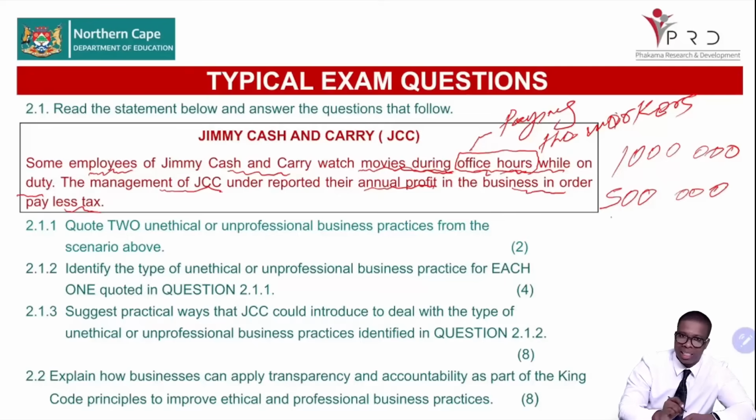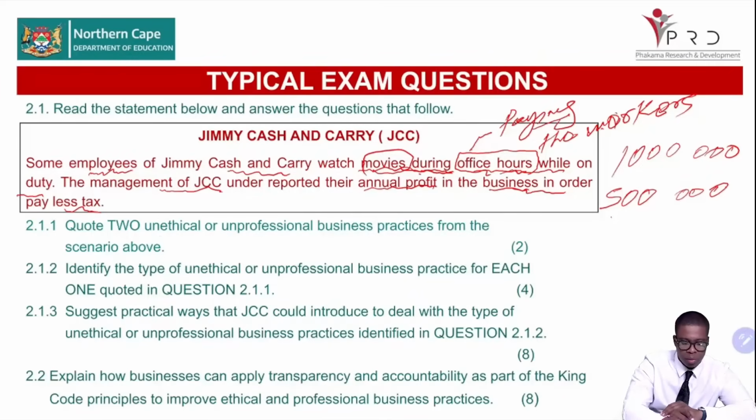So this is called what? Under reporting, but this falls under a type of unethical business. And with the employees watching a movie, it must be falling under unprofessional, because the business is the one that is under reporting, but the workers are the ones who are watching the movies. So let's think about it that way.